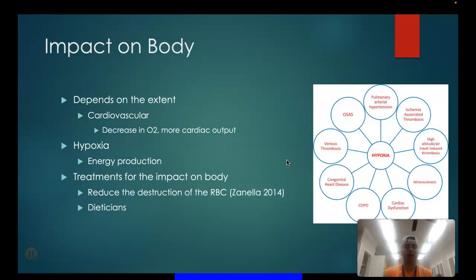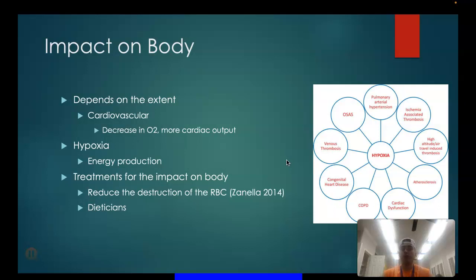Now, the impact on the body. The extent of this impact on the body depends on the extent of the anemia. The first system that is impacted is the cardiovascular system. Anemia can lead to a decrease in oxygen carrying cells, resulting in an increased heart rate, and cardiac output increases in order to compensate. This can lead to heart arrhythmias and even heart failure.